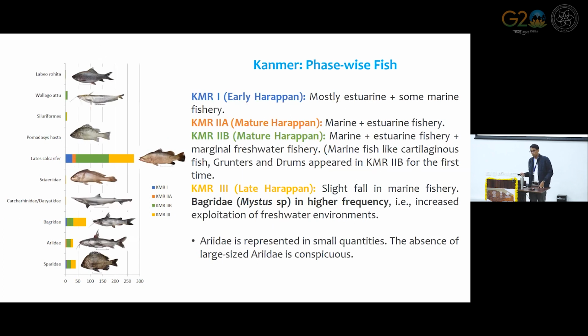And this is the picture emerging out of material from Kanmer. From Kanmer, first it is mostly estuarine and some marine fish. From Kanmer 2A to B, it's mostly marine and estuarine. Towards Kanmer 3, that is late Harappan, there is a slight fall in the marine fishery. Meanwhile, the presence of Bagridae is in higher frequency. And Ariidae is also represented in lesser quantity at Kanmer in relation to the other two sites.